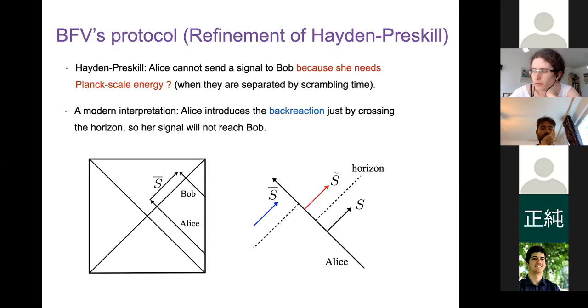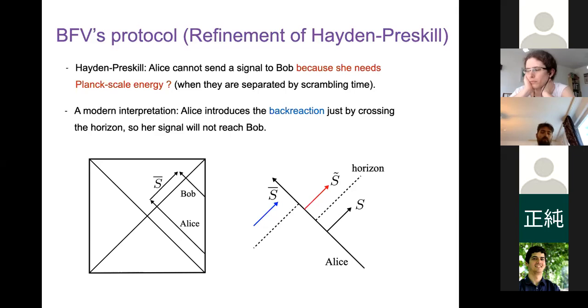Now let's suppose that Alice is planning to use S-bar, some behind-the-horizon mode, to send a signal to Bob. But the point is, when she crosses the horizon, S-bar, which was originally a partner of S, is no longer a partner mode anymore because their entanglement will be gone. Instead, a new partner mode S tilde appears. As a result, no matter what Alice does on S-bar, it doesn't affect Bob at all, because Bob is waiting to receive a signal along this S tilde degree of freedom. In fact, because of this shift on the horizon, Alice's message will just fall into the singularity.